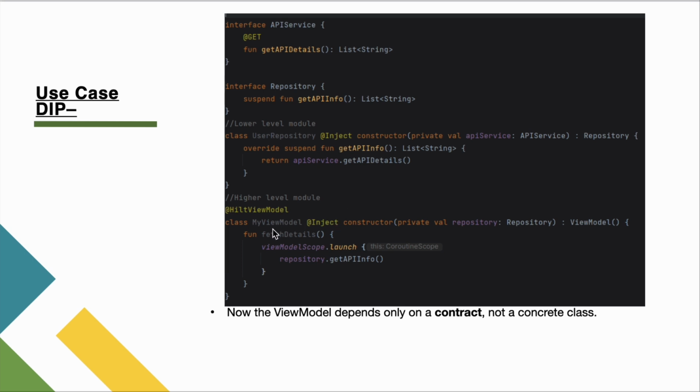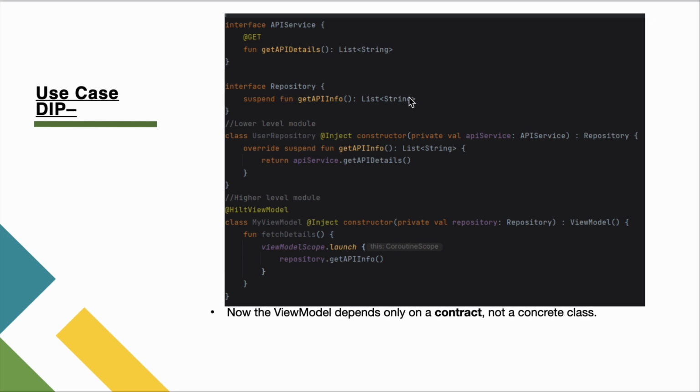Now when I create the high level module, my view model class, I will pass the object of the repository interface, rather than passing the object of user repository, the lower level module. I will directly call the method, the get API info. So now the view model depends only on a contract, not on a concrete class. This is a concrete class which I'm not depending on. I'm just depending on the interface.